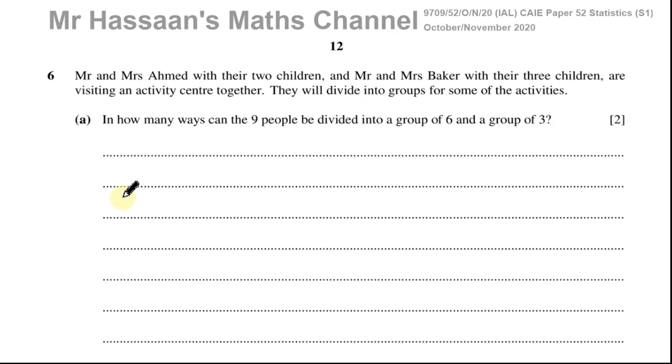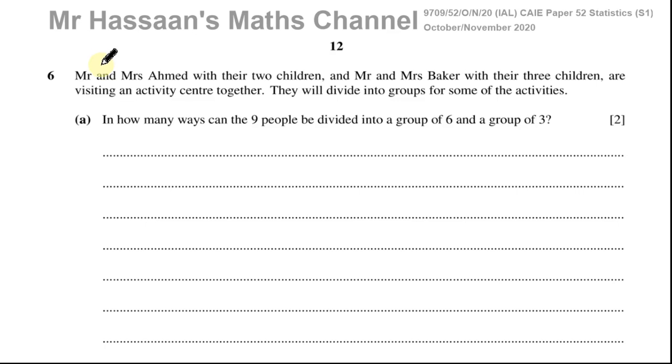So here we have a question that says, Mr. and Mrs. Ahmed, along with their 2 children, and Mr. and Mrs. Baker, along with their 3 children, are visiting an activity center together. They will divide into groups for some of the activities. In how many ways can the 9 people be divided into a group of 6 and a group of 3?